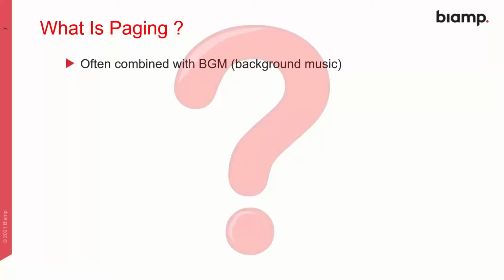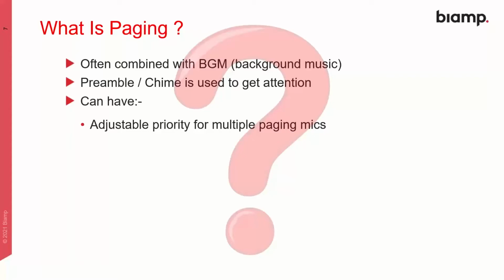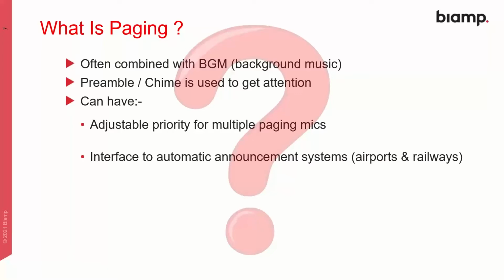So with paging, it's very often combined with background music, BGM, as we're going to call it through here today. Very popular to have background music and a paging system combined nowadays. You often find what's called preamble, or a chime, is used at the beginning of the paging message to get people's attention. So it's normally in the form of a ding dong or multiple tones to get the attention of people in the space. Paging systems can have adjustable priority for multiple mics. So obviously an emergency mic will have a higher priority than general announcement mics in an installation.